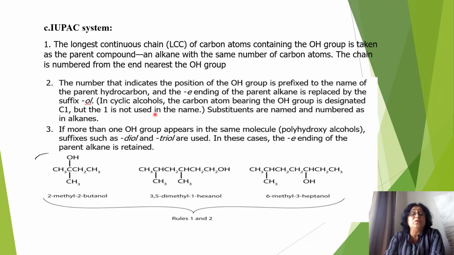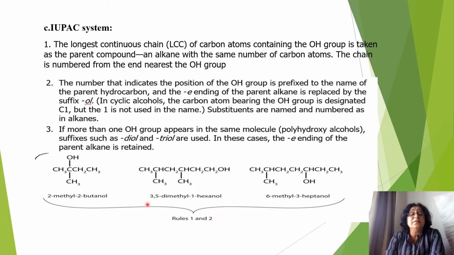If there is more than one OH group, then we have to use the suffix diol or triol, like ethylene diol, or propane 1,2,3 triol. We'll do some examples, then things will become clear. Now let's see this example here. Here you have 4 carbons, the longest chain is 4 carbons, and if we start the numbering from this side, 1, 2, 3, 4, it is 2 methyl, 2 butanol.